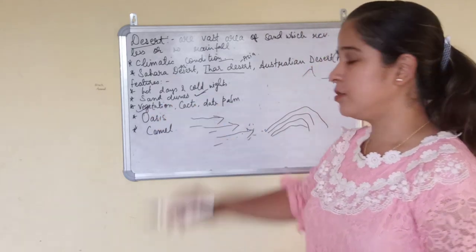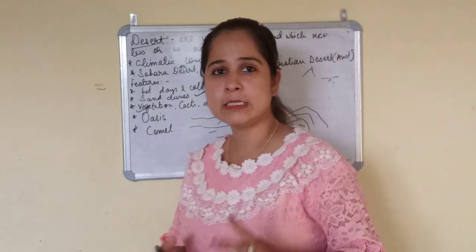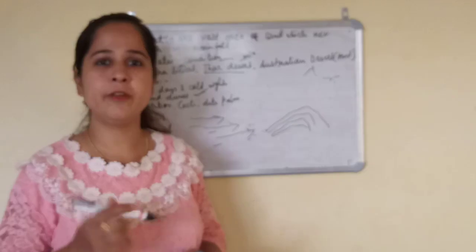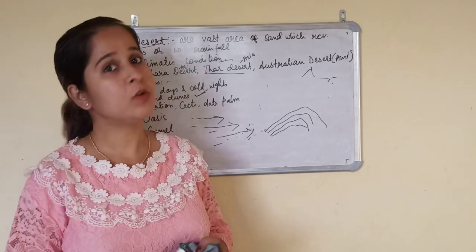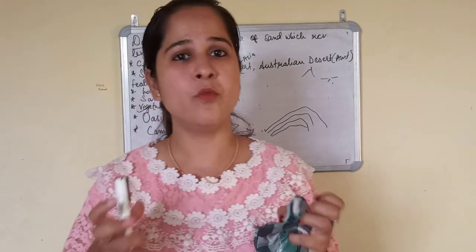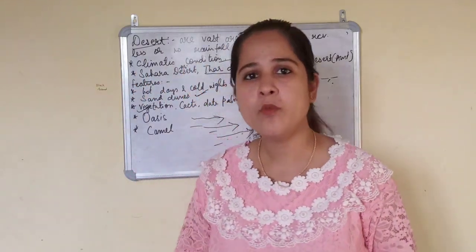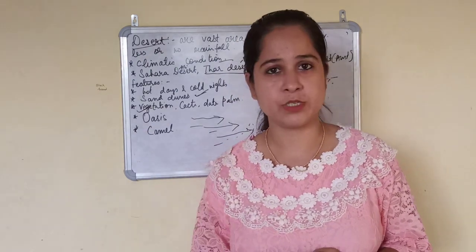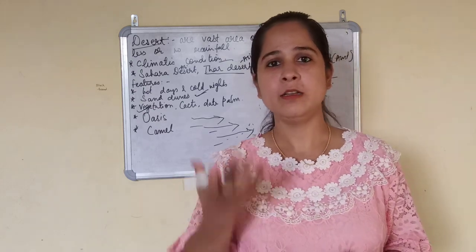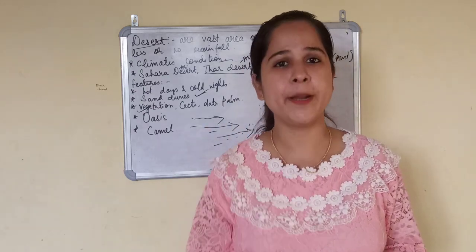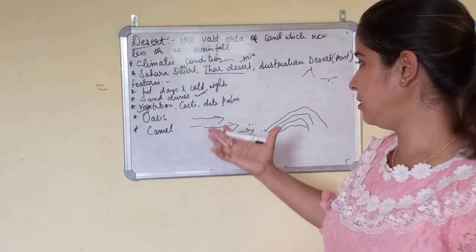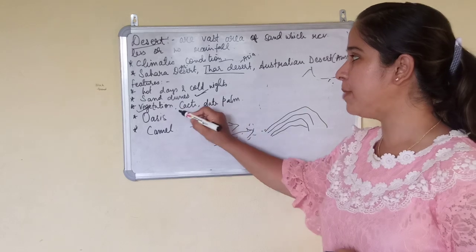Next is vegetation. What kind of vegetation do we find? As I have discussed in the beginning, in desert areas we find very little rainfall and sometimes no rainfall. And we all know very well that greenery demands water. So when there is no water, there is no vegetation, there is no greenery. Similarly, in desert areas we find some vegetation which is adapted to the climate of the desert. This climate is adapted to by cacti.